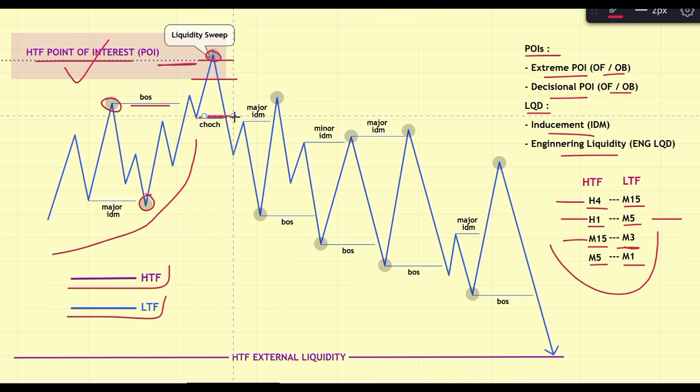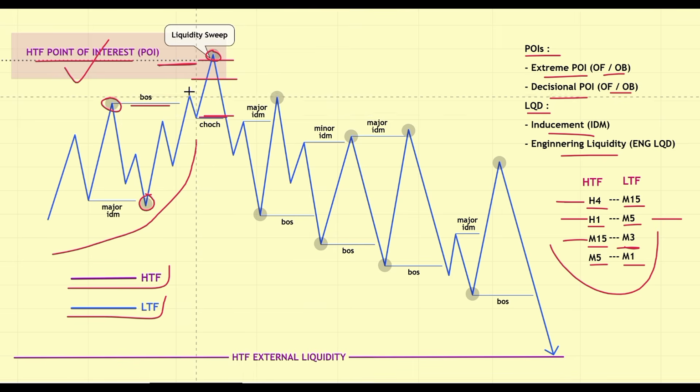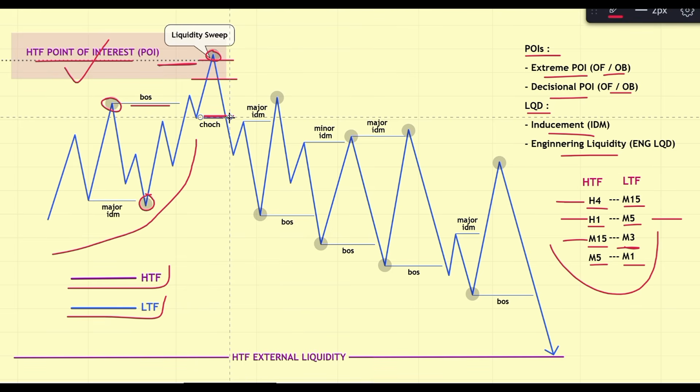Like in this case. And that's the reason why I didn't mark it as a major inducement. Instead, I marked it as a change of character because it has changed its role, and it has changed its role after the higher time frame POI mitigation, or after sweeping the higher time frame liquidity level, the major inducement. And in this case, I'm actually specifying the major inducement. This means if it's a minor inducement, then we are not considering the minor inducement in this case.